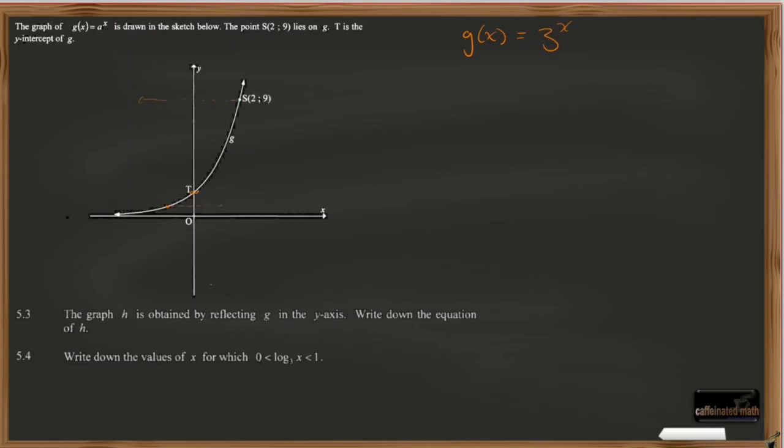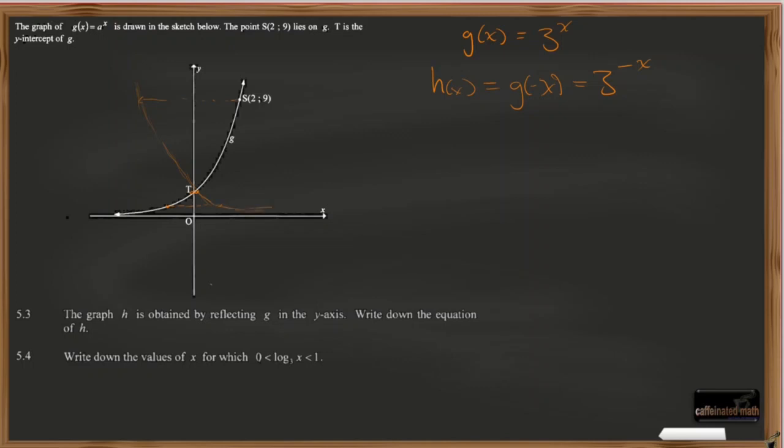But they want us to write down the equation of h. As we can see, only the x values are affected. So h of x is equal to g of negative x. And that's just equal to 3 to the power negative x, of course. And just for fun, it'll look like that, because it's a reflection in the y-axis.